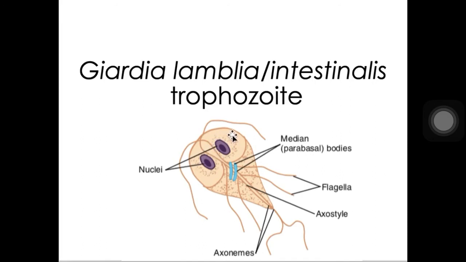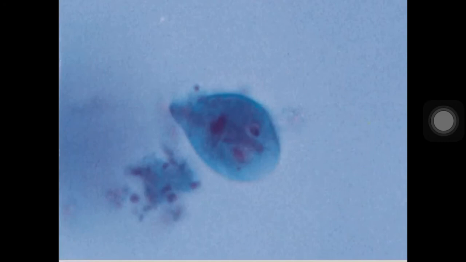Then meron po siyang binucleated, so we have two nuclei, and a ventral sucker. So the ventral sucker here contributes to its pathogenicity kasi yung pinang-attach dun sa intestinal wall, yung kanyang ventral sucker or ventral sucking disc. And then this one is described as having an old man's appearance. And then we have here the axostyle that supports locomotion. We have here a median or parabasal body serving as its energizing structure. And then meron po siyang 4 pairs ng flagella. Again, that's your Giardia lamblia trophozoite.